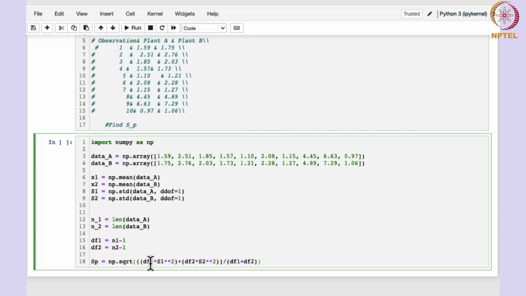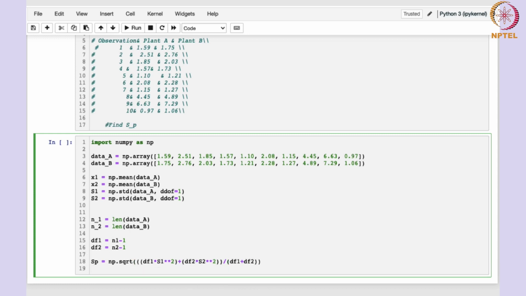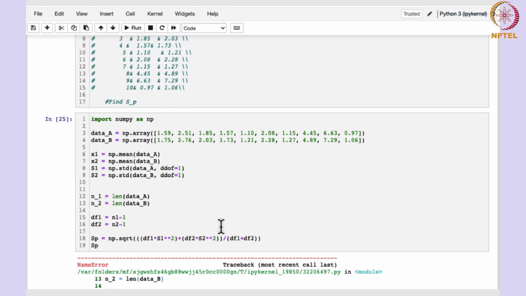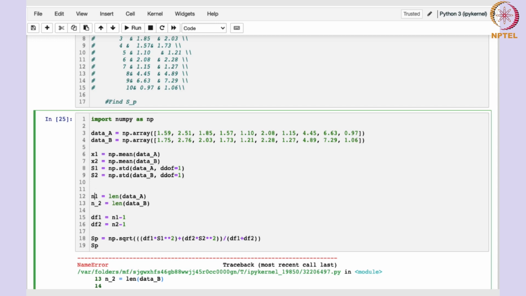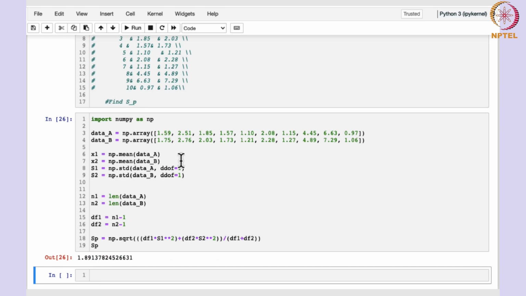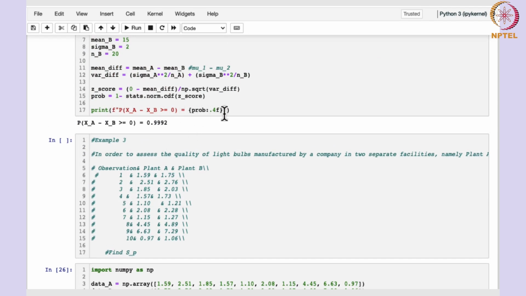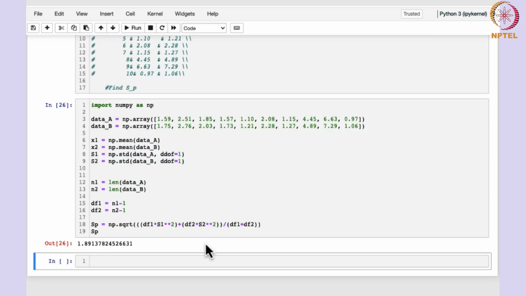Okay, and we can print and just see what is Sp now. Something is missing. Oh yeah, here I should have written this. So it is going up to 1.891 something, with so many decimal places. If you want to format it to 4 or 2 decimal places, you can use this formatting and print your result.